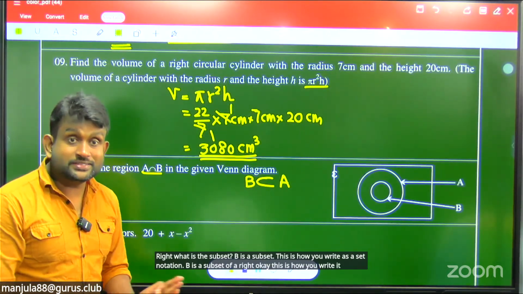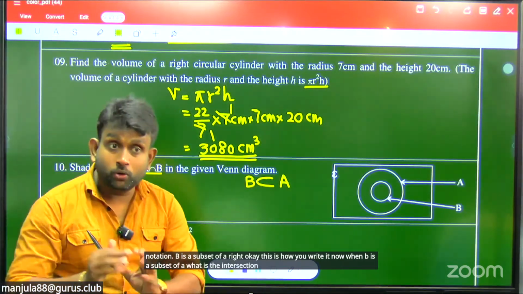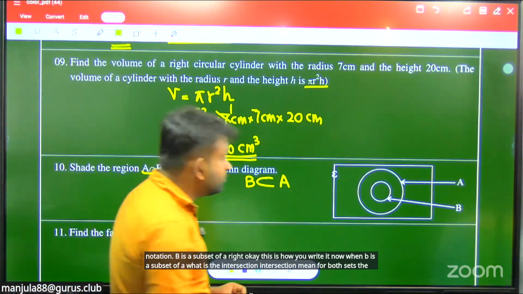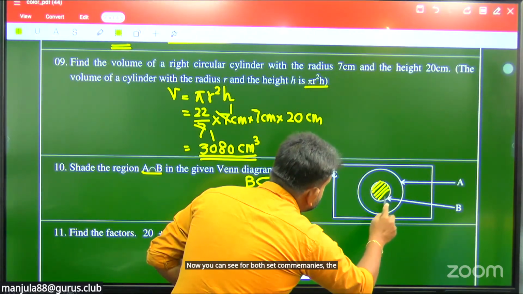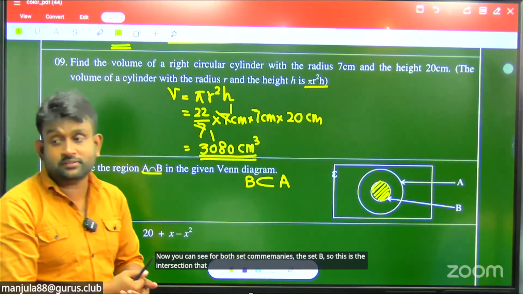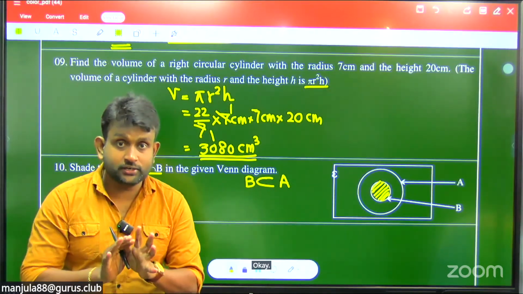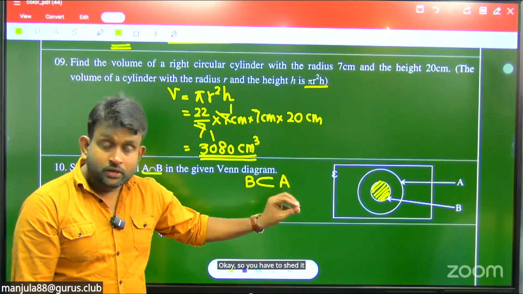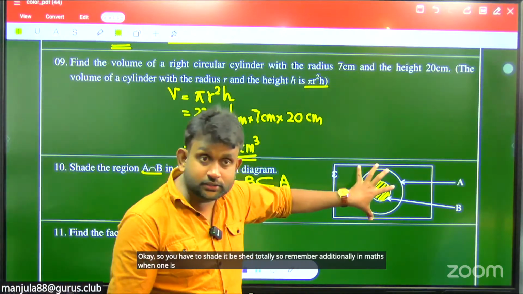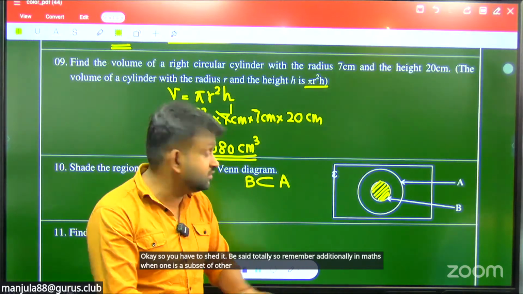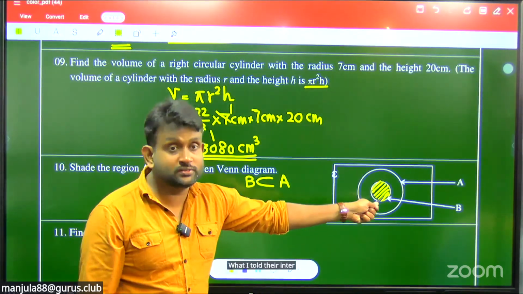Now, when B is a subset of A, what is the intersection? Intersection means the common region of both sets. You can see the common region for both sets is the set B. So this is the intersection. That means set B fully is the intersection of A and B, so you have to shade it. Remember additionally, in maths, when one set is a subset of the other, their intersection is the smaller set.